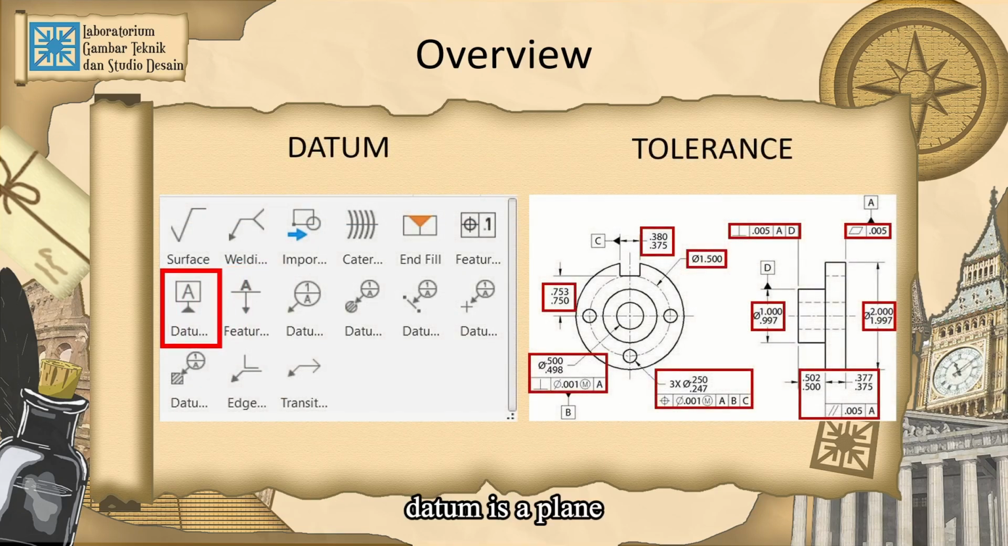Datum. Datum is a plane where the axis or point is referenced by tolerance and dimensions. Last is tolerance. Tolerance is a deviation in size from the basic size that is permitted or allowed, namely the upper deviations and lower deviations of an object in an engineering drawing.